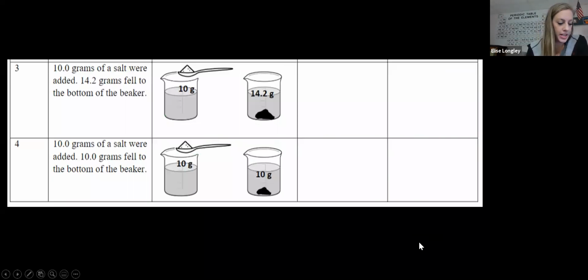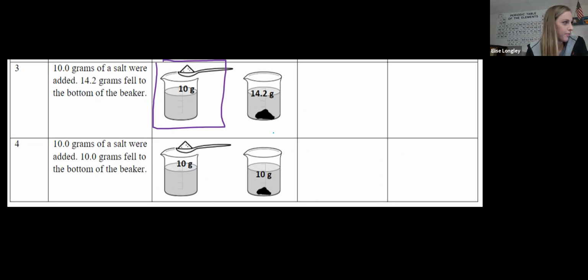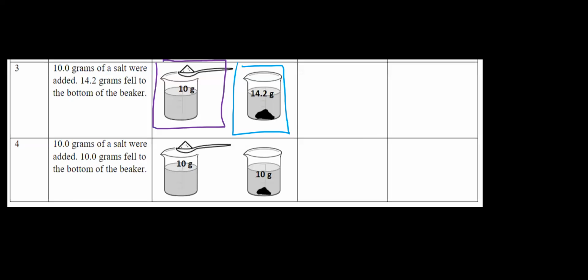All right. So for the next one. Maddie, we have a solution and we have 10 grams of salt added to it. And then after we stir in that salt, we have 14.2 grams in the bottom. What was the solution before we started? Unsaturated.